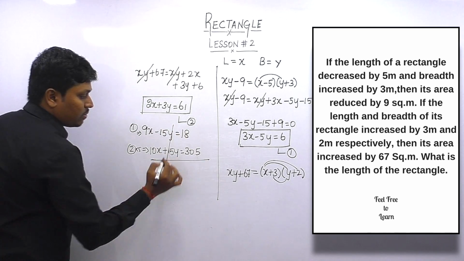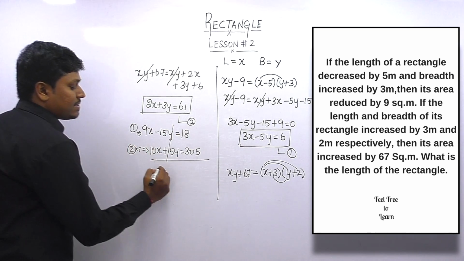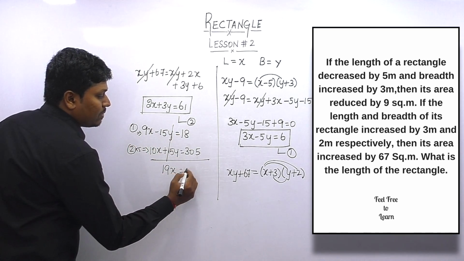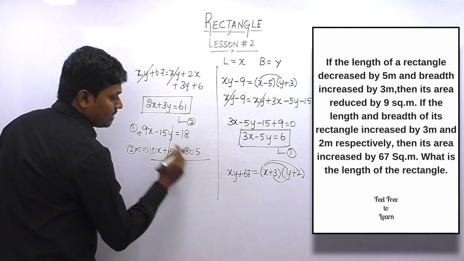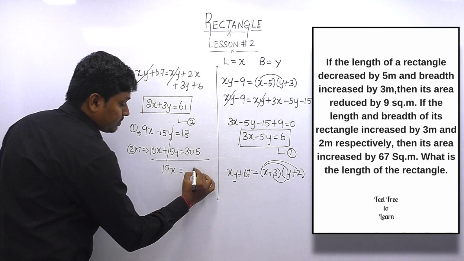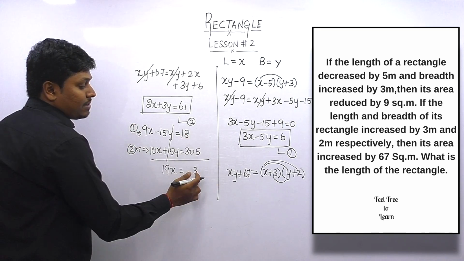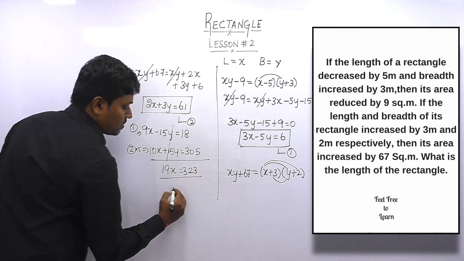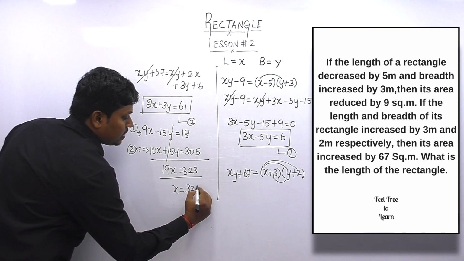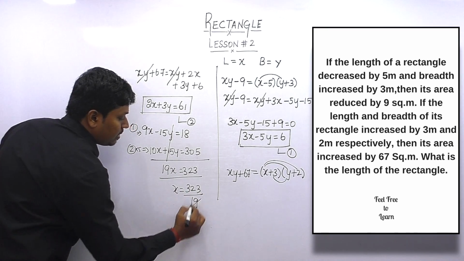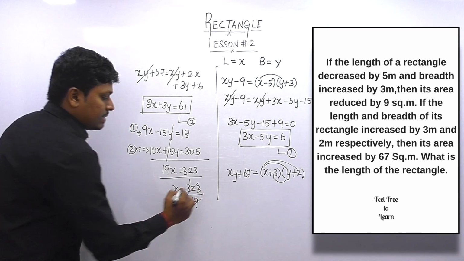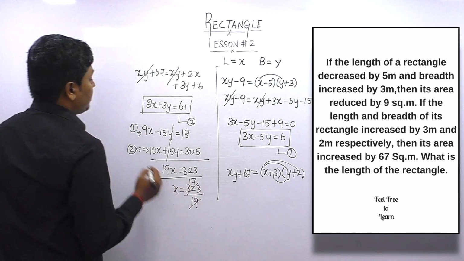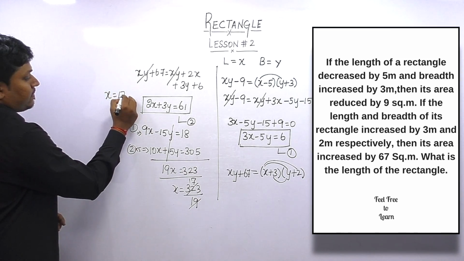So we can cancel both the y terms. So 9x plus 10x will be 19x is equal to 18 plus 305, which is 323. So x is equal to 323 divided by 19. You can cancel, and finally the value of x is equal to 17.